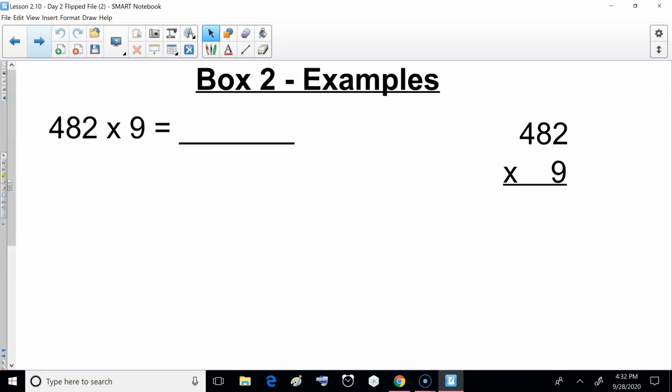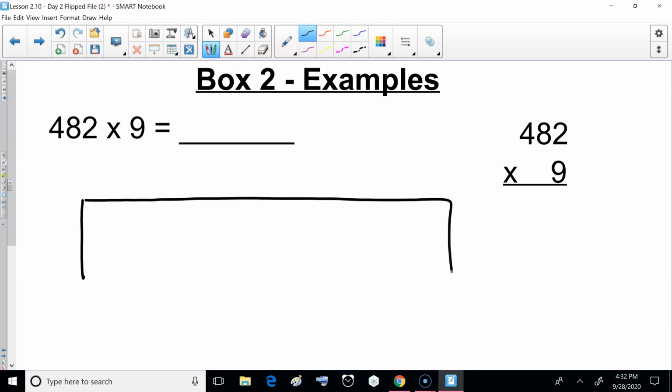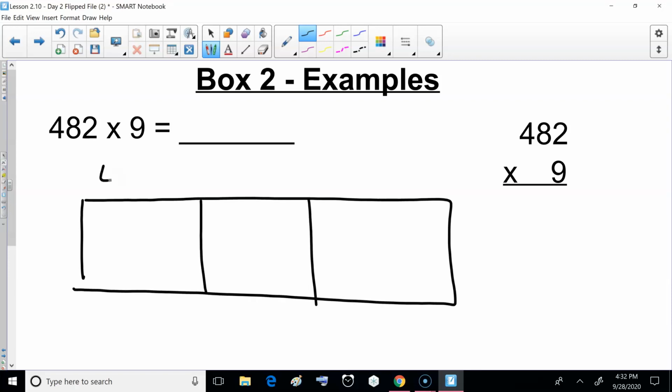So we have this now. We'll show you how they are connected the first time, right? So we're going to draw our area model. Even though I said we weren't going to do this, we're going to set one up just so we can walk through and see how they are both connected. So we got to break up our 400 plus 80 plus 2, and we're going to times it by 9.